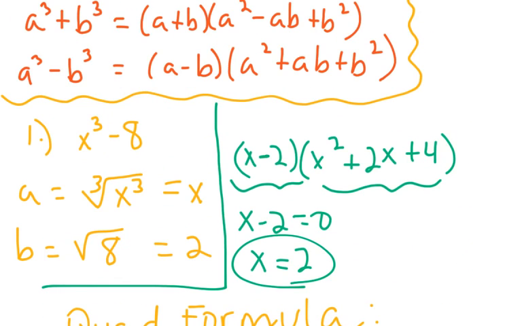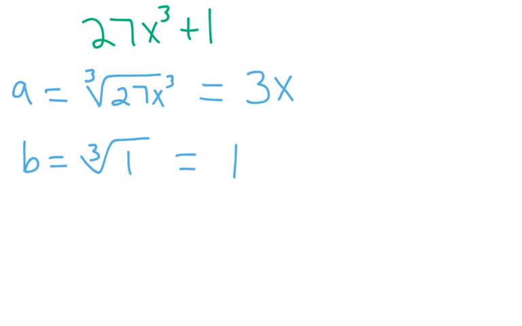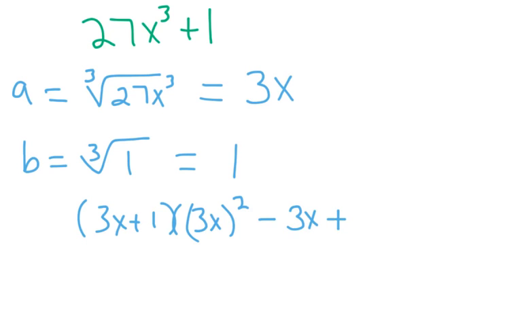So I have my A and B terms, and we can look on our previous slide. Here's our nice little formula guide. We're going to use the first one: A plus B times the quantity A squared minus AB plus B squared. So let's plug those values in. A plus B, so we have 3x plus 1 times the quantity A squared minus AB, 3x squared minus AB, and plus B squared, just double checking, yes, which is just plus 1.